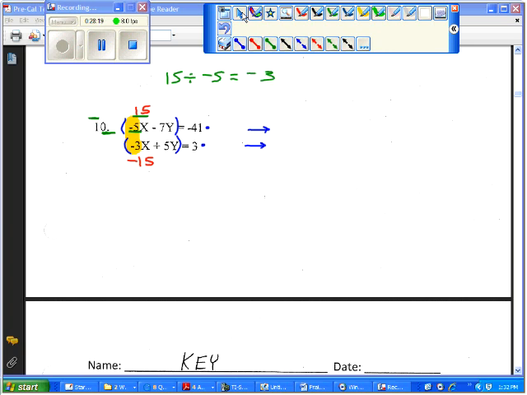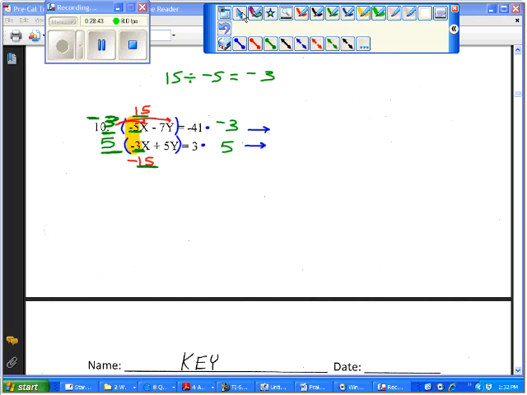Negative 3. And then negative 3 times what is going to give us a negative 15? A positive 5. Again, if you're prone to making mistakes, then do the division on your calculator so you don't make mistakes. So we got a negative 3 and we got a positive 5.